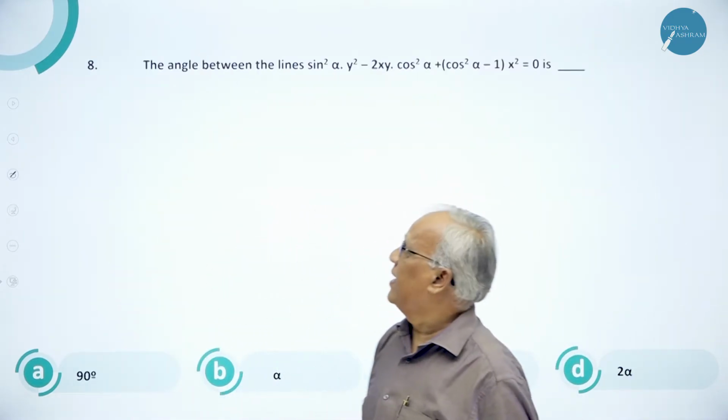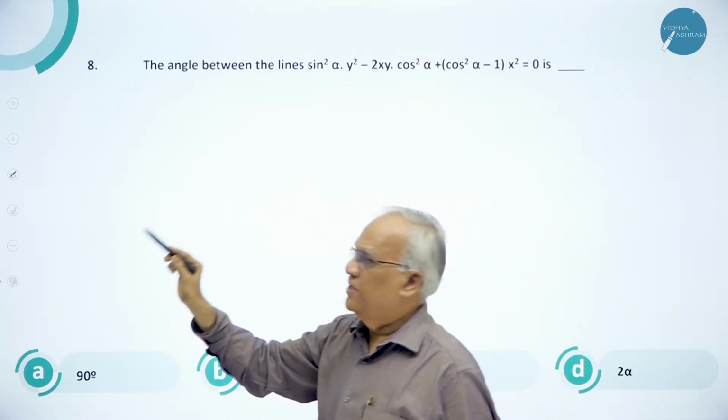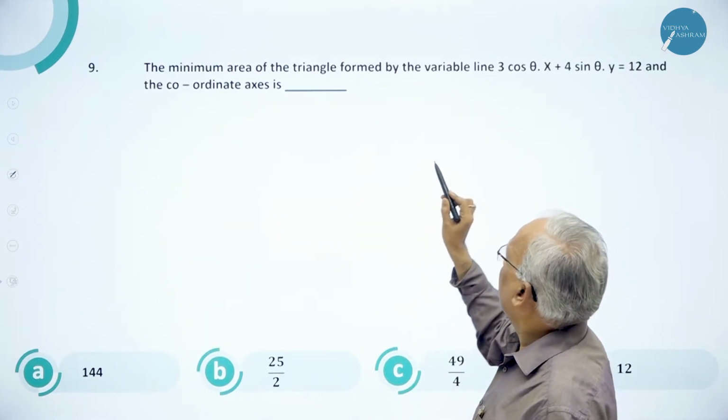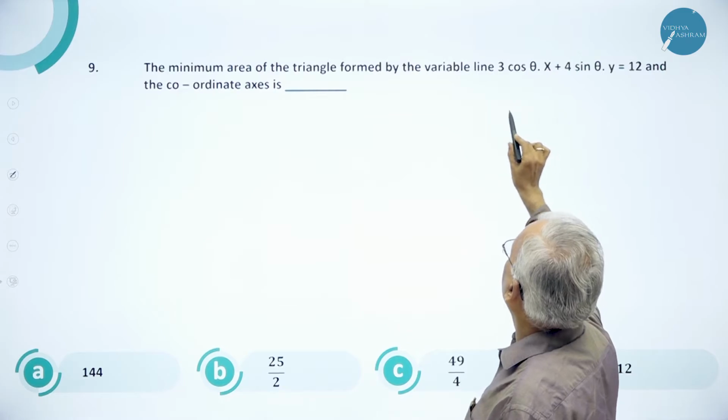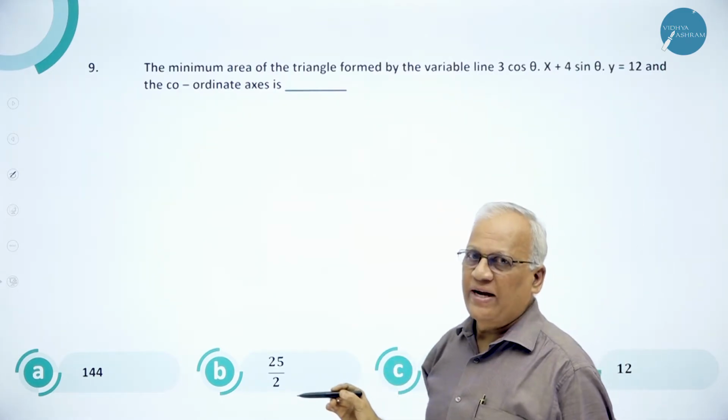Next, question number 8. The angle between the lines. This is also not in the new syllabus. You can skip this question. The minimum area of the triangle formed by the variable line 3 cos theta into x plus 4 sin theta into y equal to 12 and the coordinate axis.